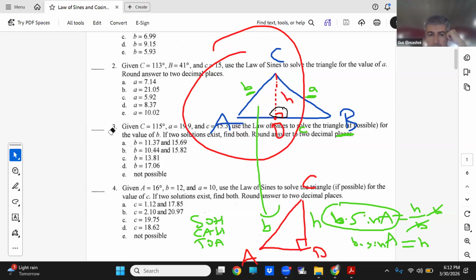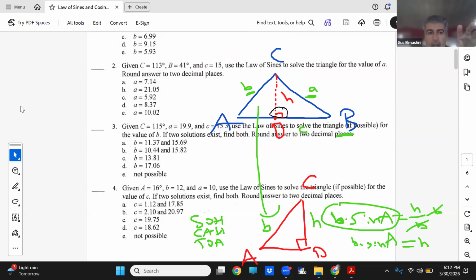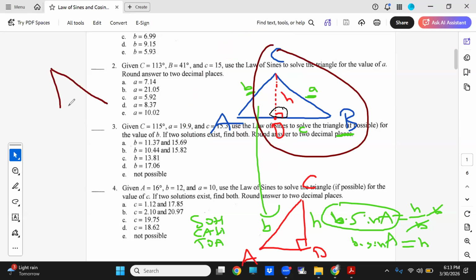Does that make sense? Yeah, that makes sense. I'm going to do the same exact thing for this triangle right here. Okay, so this is CDB.